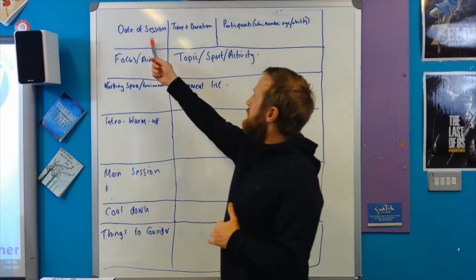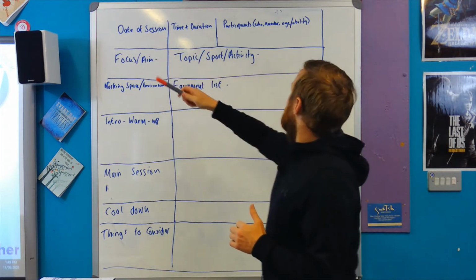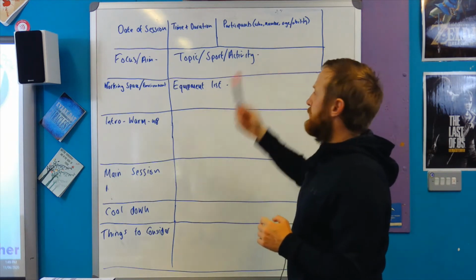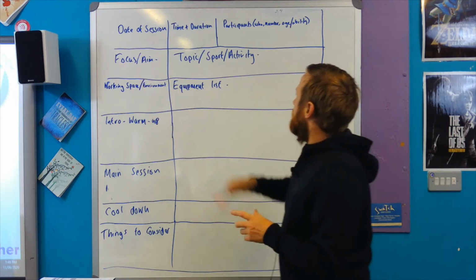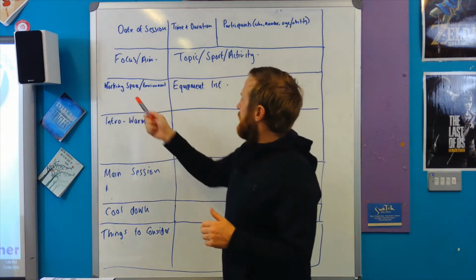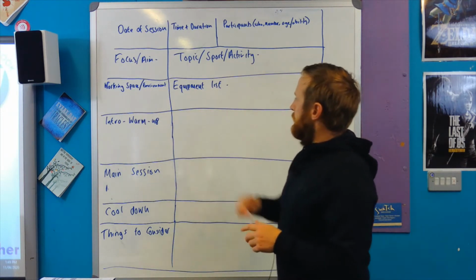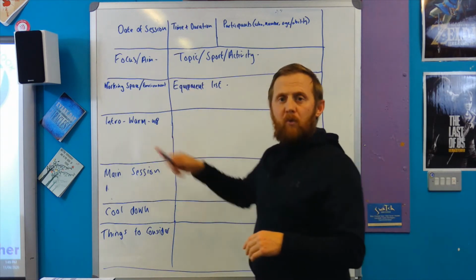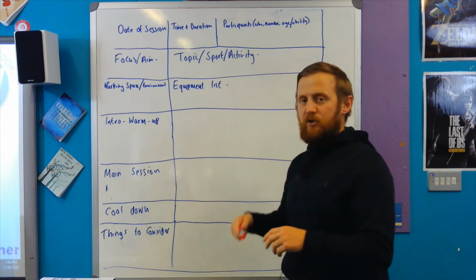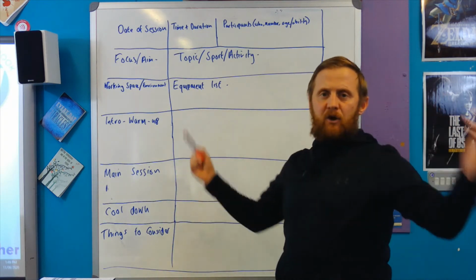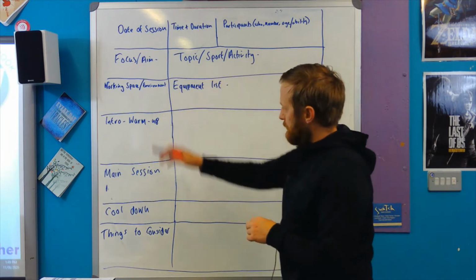So you've got the date of your session, your time and duration, your participants, so your who, the number, the age, and maybe the abilities, the focus or aim, the topic or the sport or the activity, your working space and environment, your equipment list, and then you actually move into the lesson. So you've got your introduction or a warm-up activity, your main session, your cool down, and anything that you need to consider outside of what would normally be filled in.